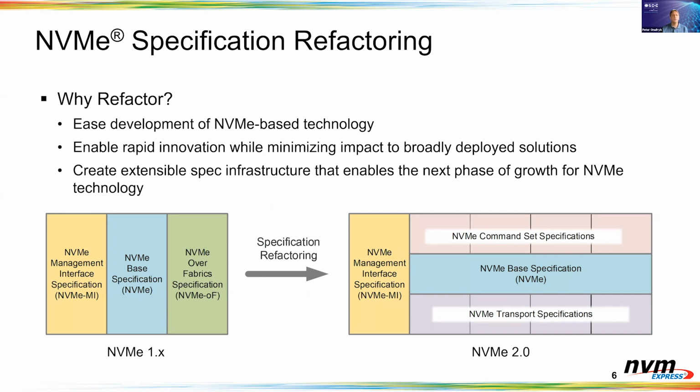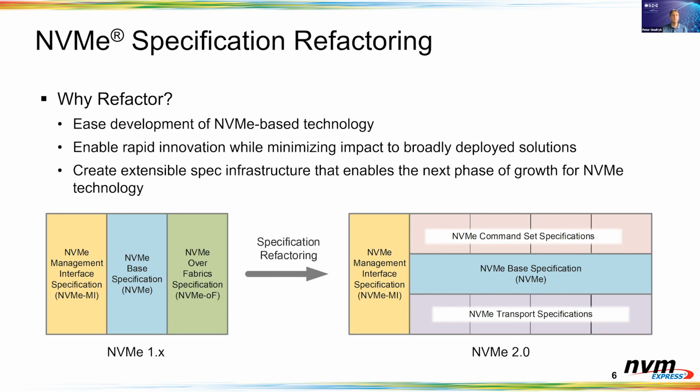Finally, refactoring allows us to create a more maintainable structure where we are only updating the specifications that need to be updated. So for example, if we need to make an enhancement for PCIe SSDs, we can contain it to the PCIe transport specification. This slide shows the restructuring of the specifications.